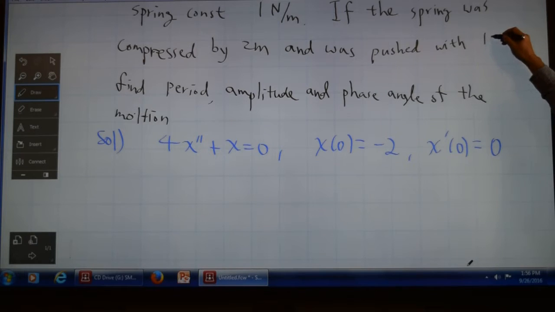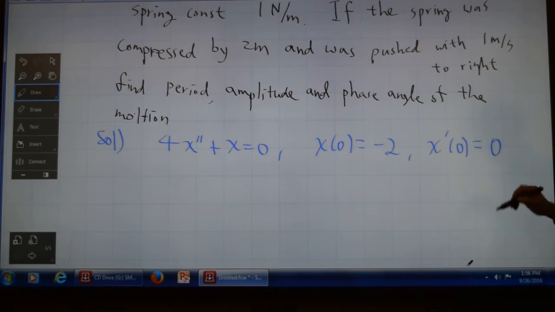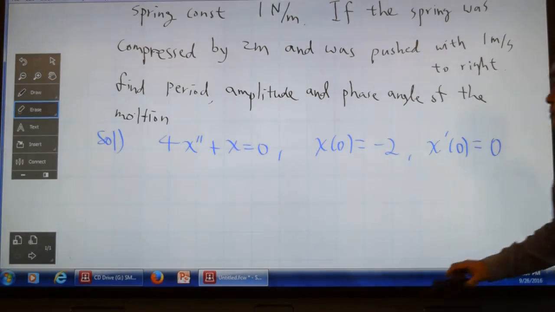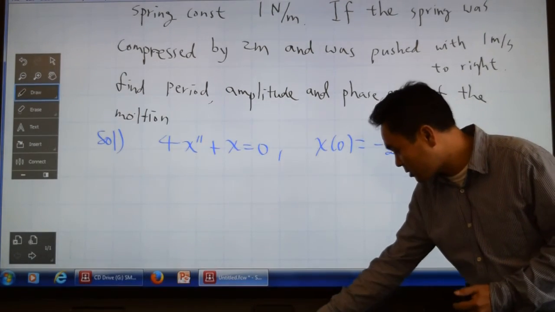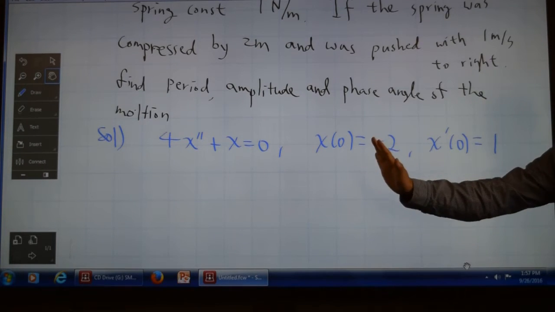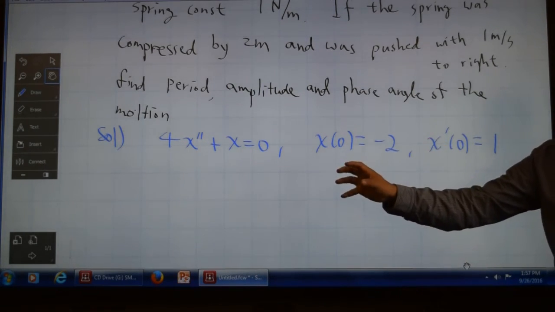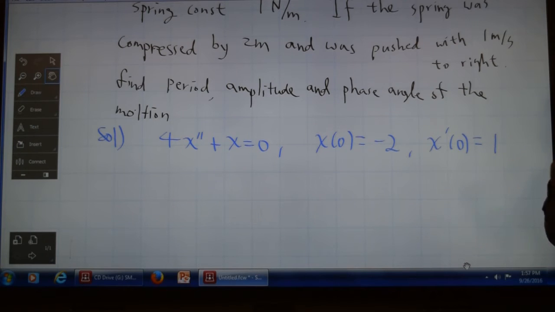Let's just say 1 meter per second to the right. Because it's moving to the right, we should use positive 1 as the velocity. I have to change this, because if it's 0, then you only get one function, the cosine function. Our position doesn't change: you compress it by 2 meters, and then while compressed, you push it that way with the initial velocity of 1 meter per second.